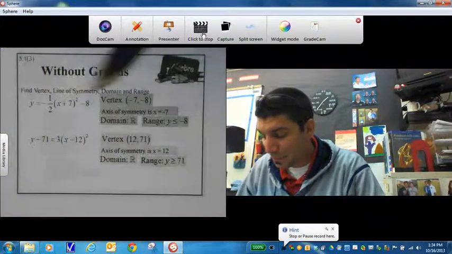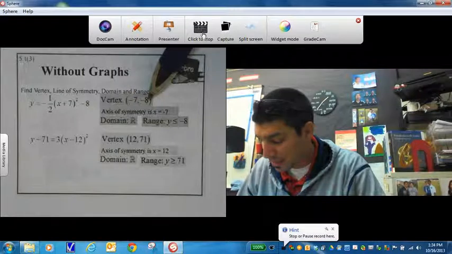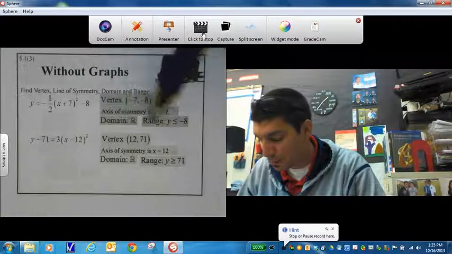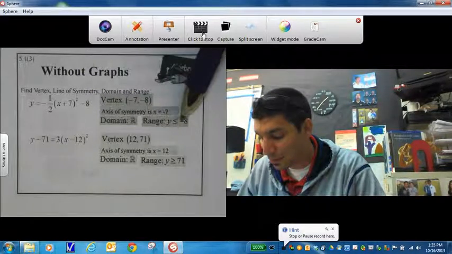Hopefully you have the vertex is -7, -8. The axis of symmetry is x equals -7. You hopefully have the x equals. The domain would be all reals. The range would be y is less than or equal to -8.